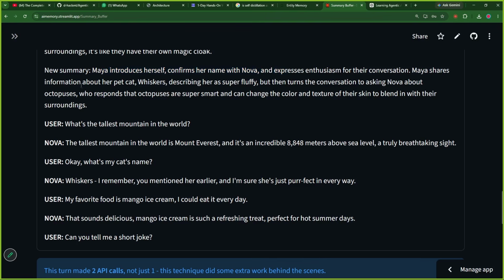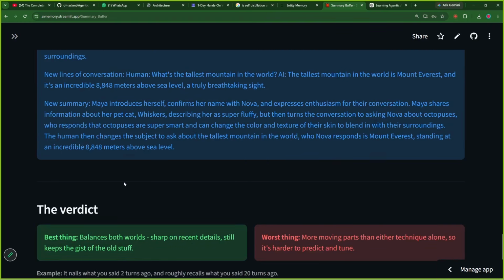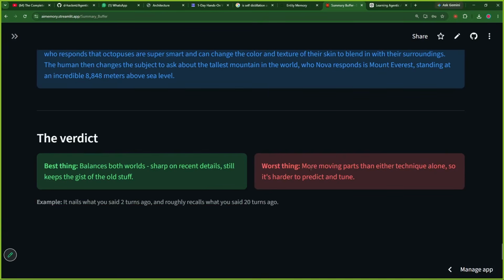Okay. So similarly, this is how summary will help you. That change the color of the surroundings, etc. See, summary is generating. So here we balance both worlds, sharp on the recent details and still keeps the gist going with the old stuff. But there are more moving parts than each technique alone, so it's harder to predict and tune.